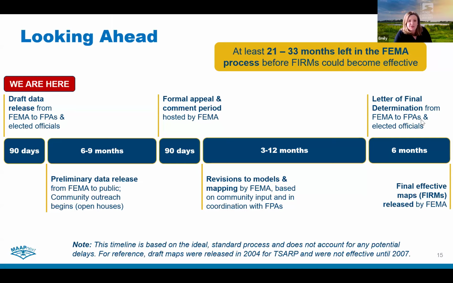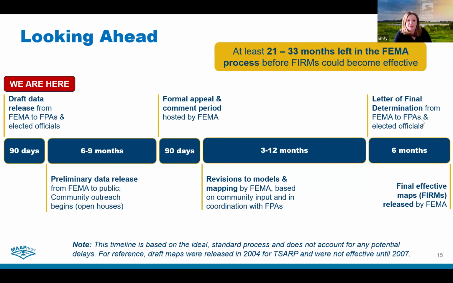And based on the ideal FEMA process, there would be about 21 to 33 months, so between 2 and 4 years, before these maps become effective. That timeline can also extend if there are delays, and we do anticipate this taking a while. I mentioned that the last countywide map update happened in 2007. That process actually started back in 2004 and took 3 years to become effective. So this isn't necessarily out of the ordinary. And because of the advanced technical nature of the maps that Todd was talking about, we're seeing more intensive reviews and more intensive data analysis to accompany that.